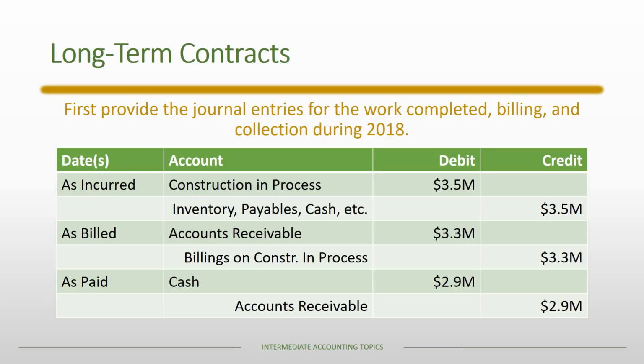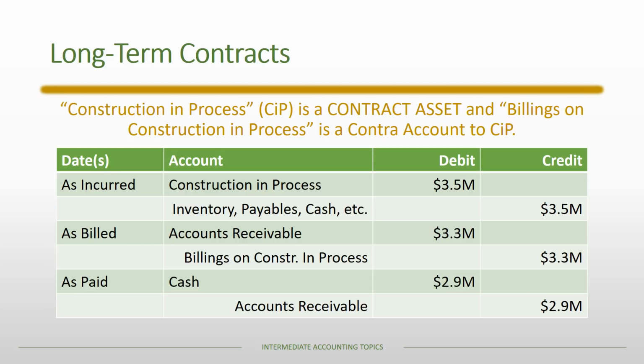And then basically, as we get to the point where we can bill the customer, now we're going to create accounts receivable, and we have this other new account called billings on construction in process. And this is basically a contra account to that construction in process where it kind of offsets those costs that we've incurred. And then finally, and hopefully this is an easy one, as those receivables are paid, they go off our books and we receive cash. But again, I want to highlight that construction in process is a contract asset, and billings on construction in process is a contra account to the construction in process account.